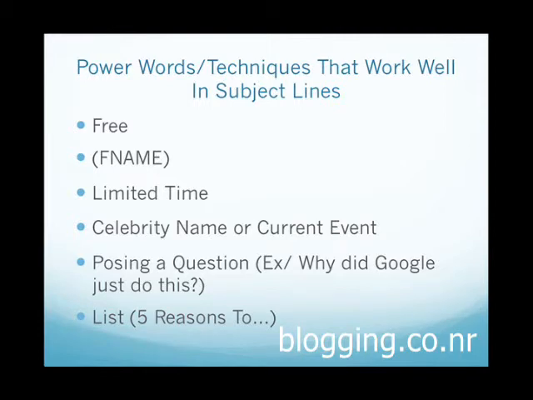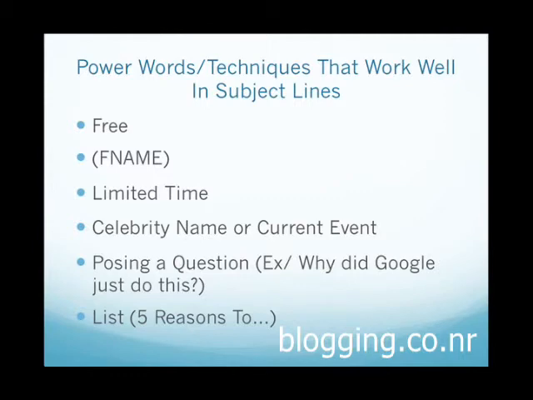The fourth one is using a celebrity name or a current event. In this case, I showed you an example of what Jeff Walker did, and I think he used both because I believe Apple is a celebrity name. It's such a huge brand. It's got such a massive following. It's a celebrity. And it was a current event because they had just launched the most successful product of their entire tenure as Apple. The next one is posing a question.